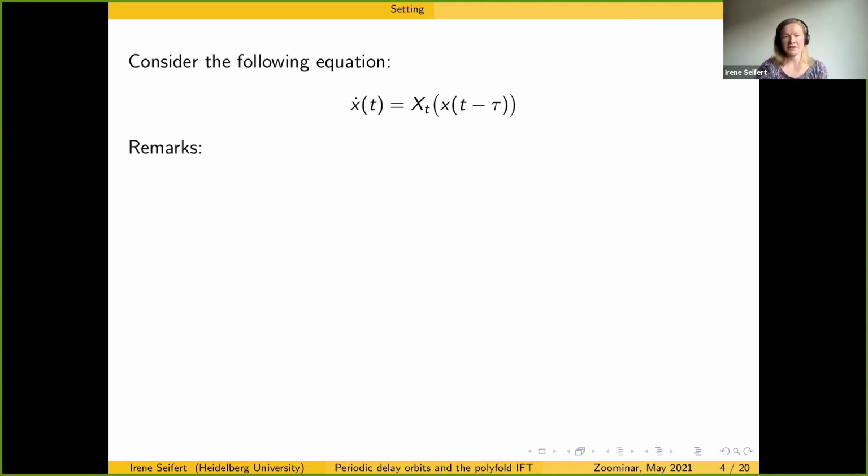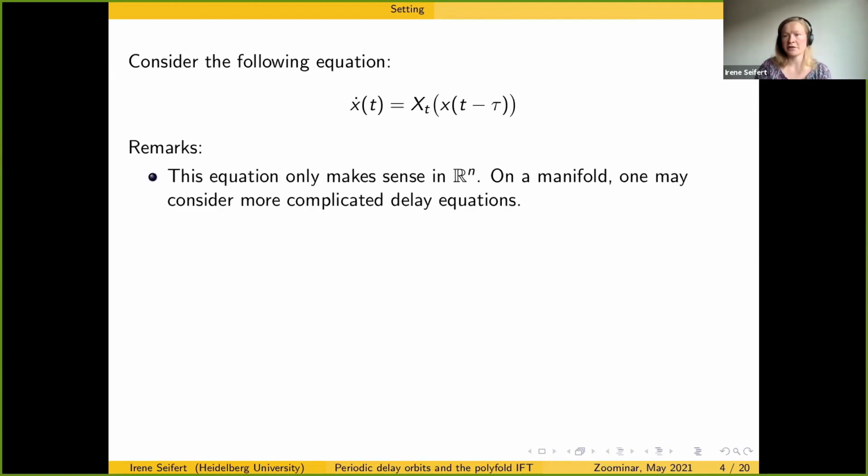When we see this equation, there are some things we may remark in the very beginning. One is that, of course, as I wrote it down, this equation only makes sense in R^n because the left-hand side lives in the tangent space at x of t, and the right-hand side lives in the tangent space at the point x of t minus tau. And on a general manifold, we have no way to canonically identify these. But of course, on the manifold, we can consider other, more complicated equations which also involve this time delay.